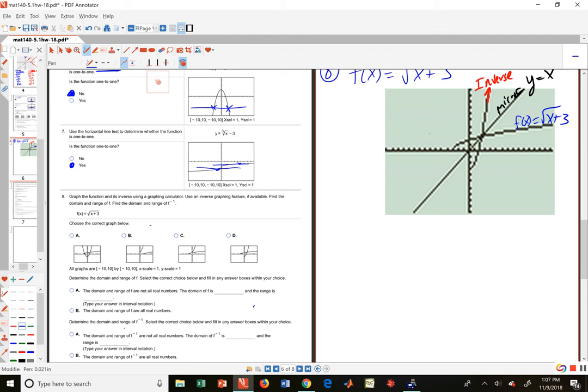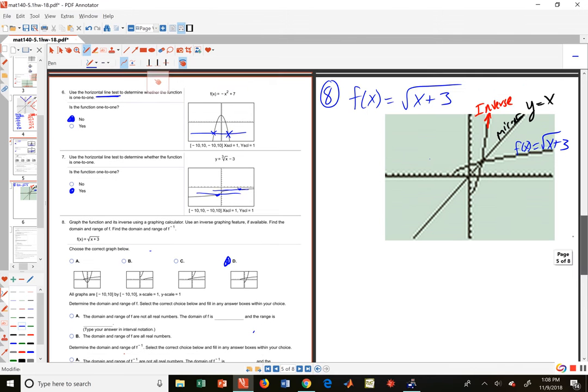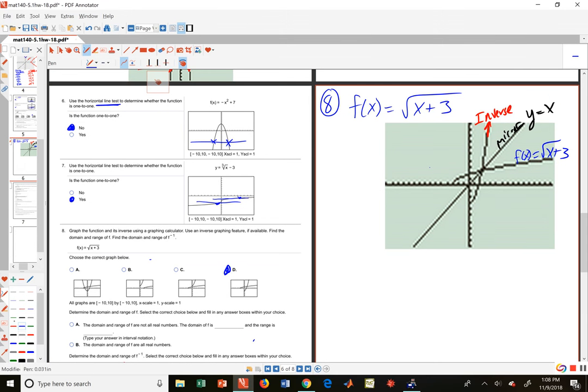So first of all, looking at the pictures, this one is out. That one's a little messed up. It's got an extra piece there. This doesn't exist. The answer is clearly D. All right, so we got the first part done. Now it says, what's the domain and range of f, are not all real numbers. The domain of f is. Now, so concentrate on the blue function for a second.